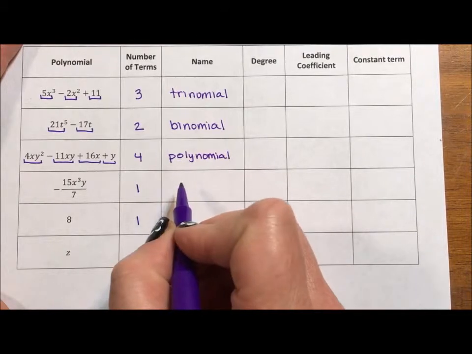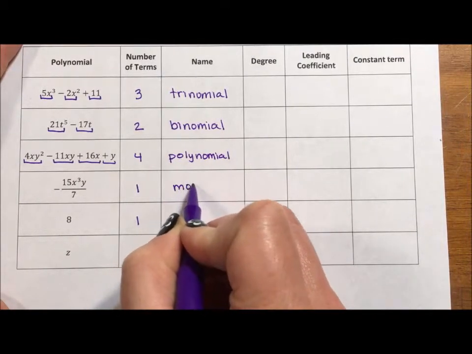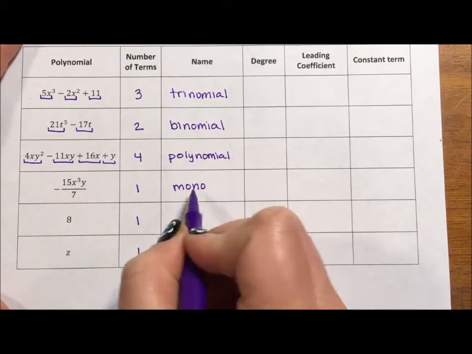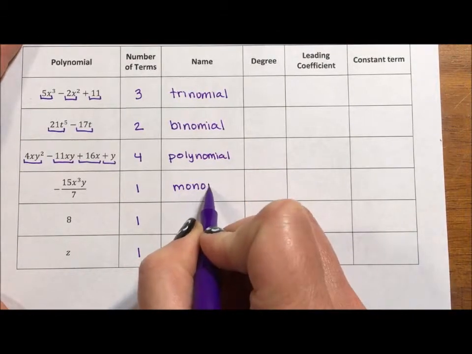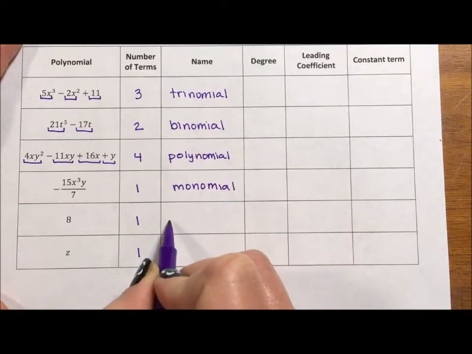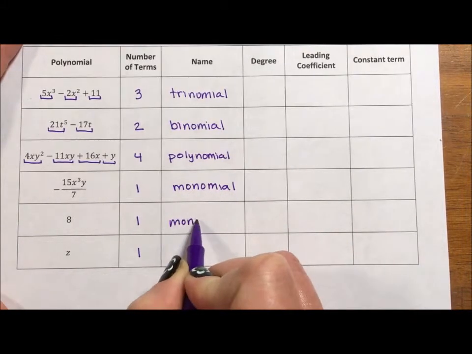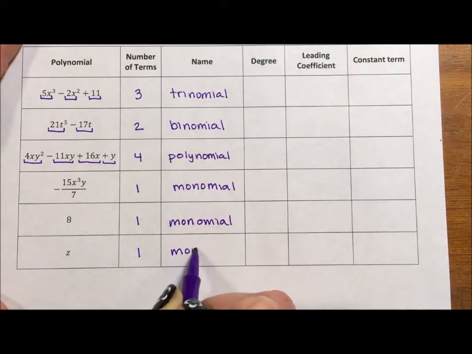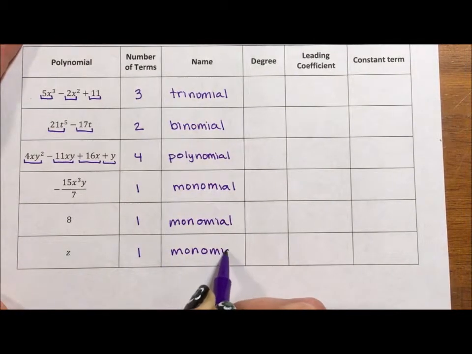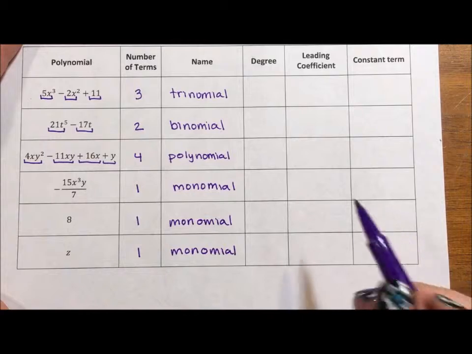And 1 is mono. Now, mononomial, that's a big no-no in the middle. The no's kind of combine. Monomial. And we do that for all of our single term polynomials. Okay, so now we know how to count our terms and how to name our polynomials.